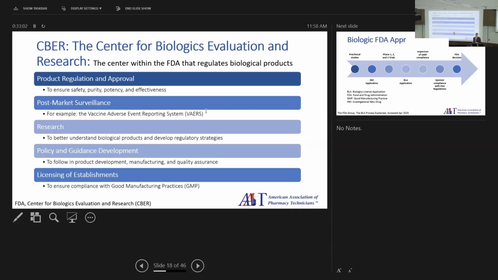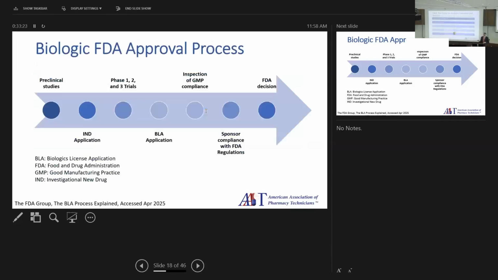Conducting research is important to better understand biological products and develop regulatory strategies. Policy and guidance development to follow and produce development, manufacturing and quality assurance, and then finally licensing establishments, licensing manufacturers, making sure that they're following good manufacturing practices as they are producing biologics and biosimilars.